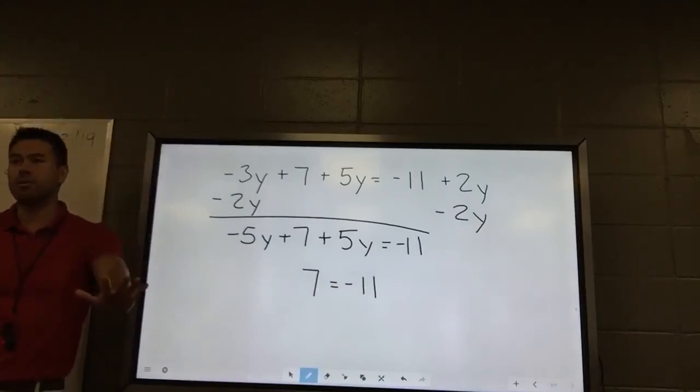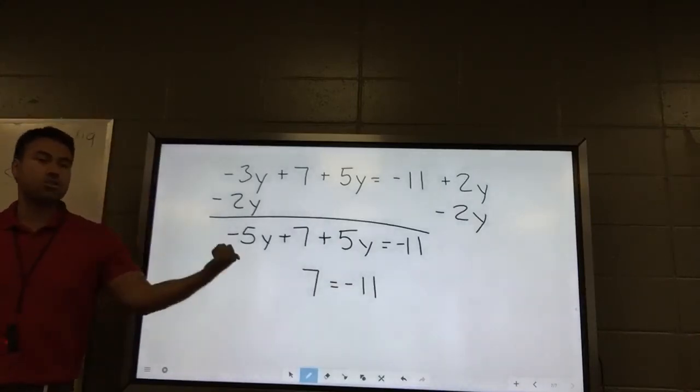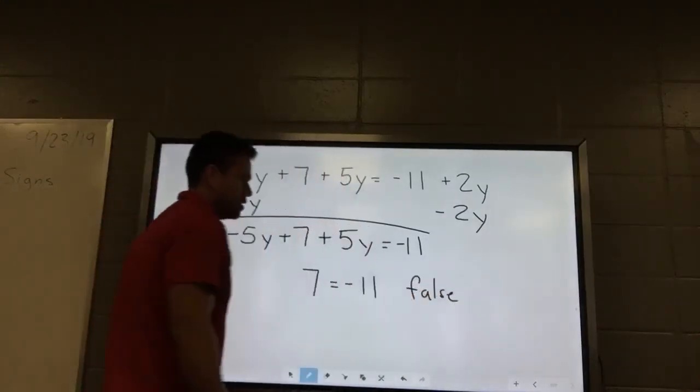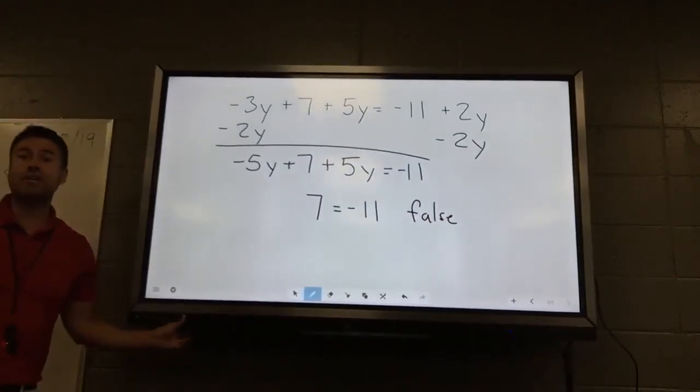Did I solve for the variable? The variable's gone. Is that a true or false statement? It's a false statement. I got 0 equals -18. So what's your answer? Anyone have an estimate? Anyone have a guess?